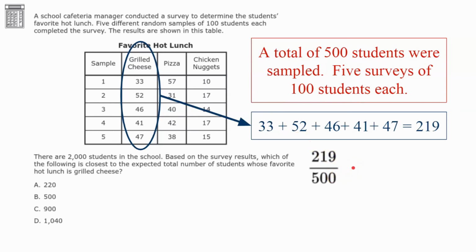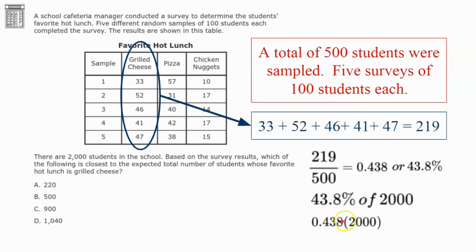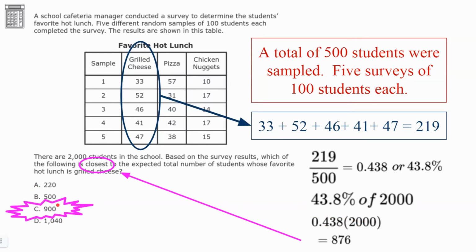I can use this to predict that if this survey trend continues, that is 0.438 or 43.8% of the students in the school whose favorite hot lunch is grilled cheese. So now I can predict using 43.8% of 2,000, which means 0.438 multiplied by 2,000, which is 876. So that is closest to our answer, 900. Choice C.